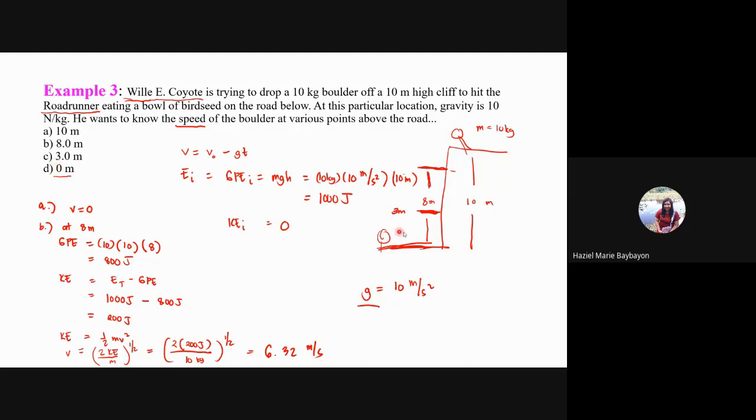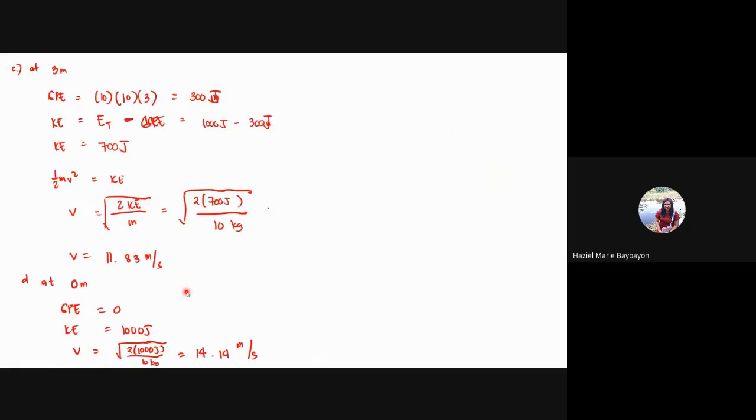3 meters. So, it is here, 3 meters. Again, we can still get the GPE first. So, you have 10 times 10 times 3. So, mass times the acceleration due to gravity multiplied by 3. So, you have 300 joules. And then subtract this from the total mechanical energy, which is 1,000. So, you have 1,000 minus 300. So we will get kinetic energy equals 700 joules.